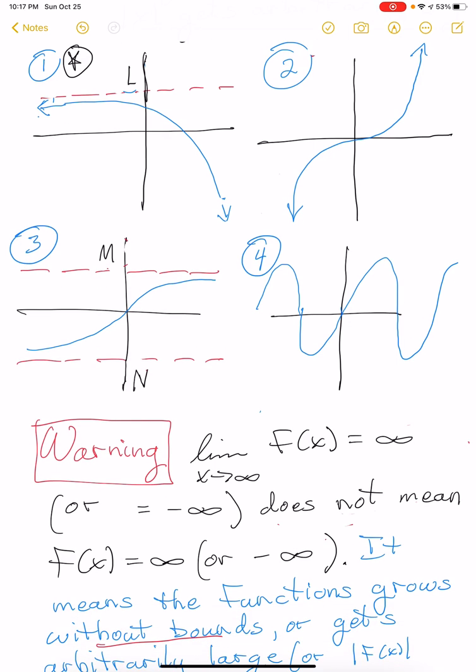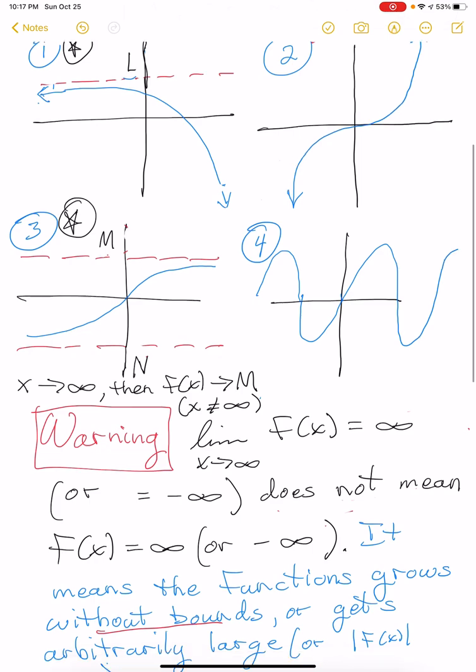We could have kind of the opposite situation in number 3 right here, where no matter which side you pick, it's going to go to a different value, but it does seem to approach a particular value. So, for example, I'll be a little bit more explicit. When x goes to infinity, then the function value seems to want to go to m. And similarly, if x goes to negative infinity, the function value wants to go to n. And remember, x can't ever equal infinity, because nothing ever reaches infinity, so you can't say anything is equal to it.